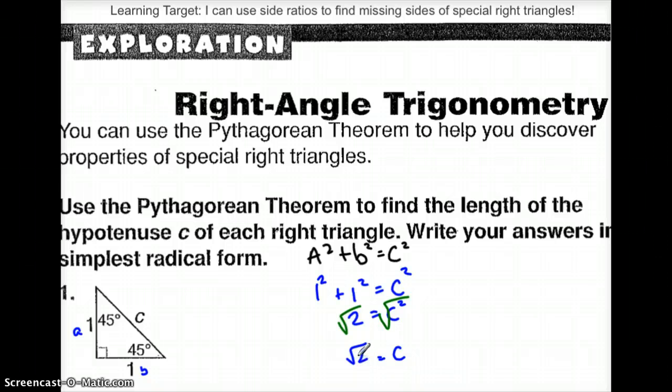Now can I reduce that radical at all, or is that simplest form? Square root of 2 is as low as it can go. So the hypotenuse here is radical 2.